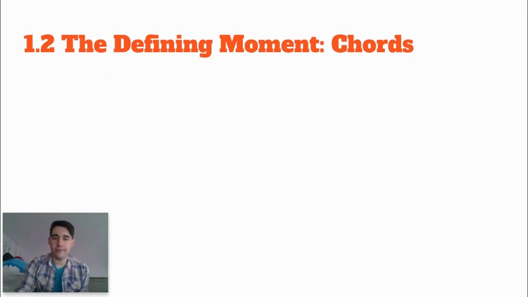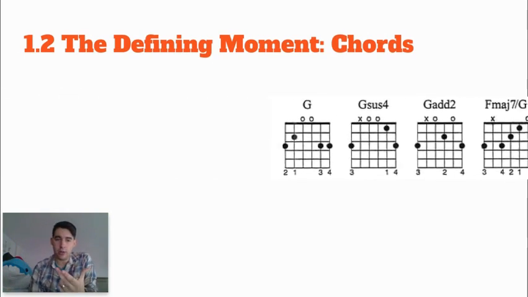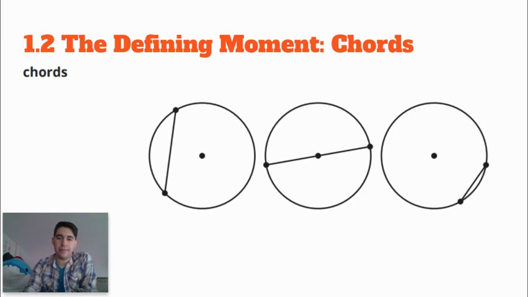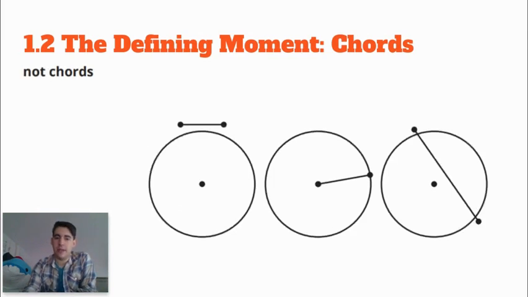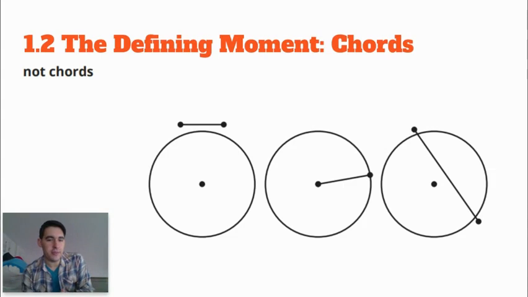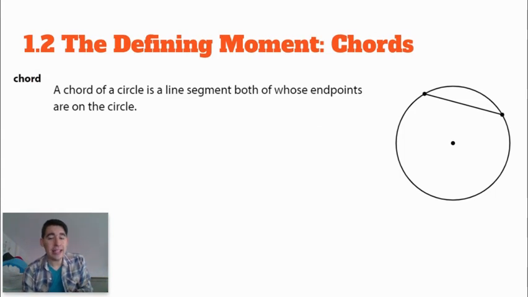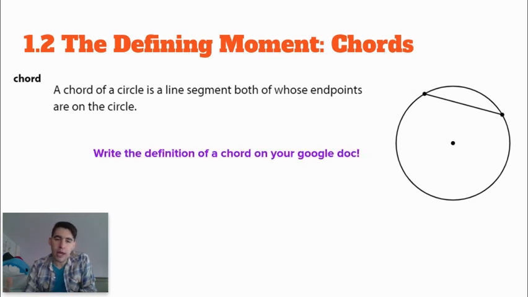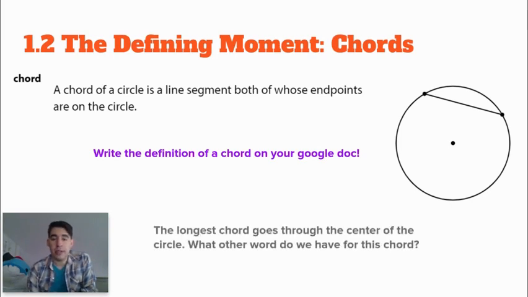Now we're going to do some definitions. First up, we have a chord. We're going to go through these words by showing you what is a chord and what's not a chord. This is a chord. This is not a chord. Hopefully you can see based on these pictures, what do you think a chord means? Well, I'll tell you. A chord of a circle is a line segment, both of whose endpoints are on the circle. What happens when we draw a line through the circle and put the endpoints wherever it intersects the circle. With this being said, what is the longest possible chord we could have in a circle? What's another word for that chord?